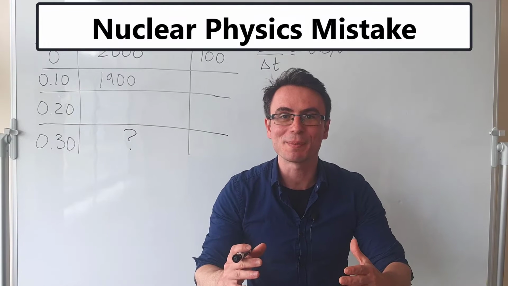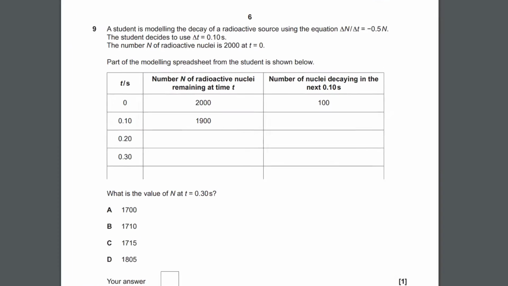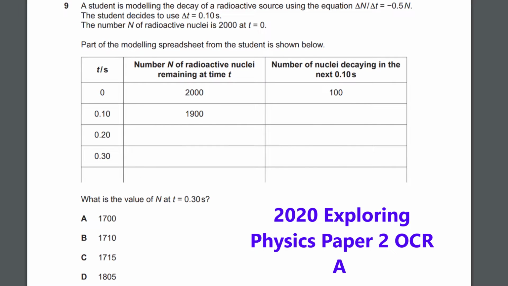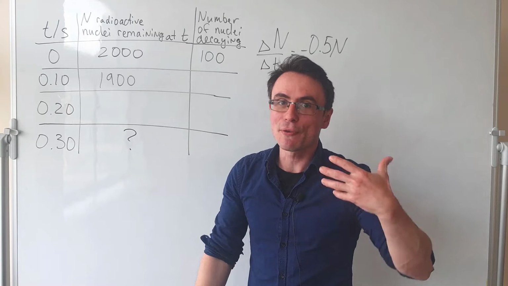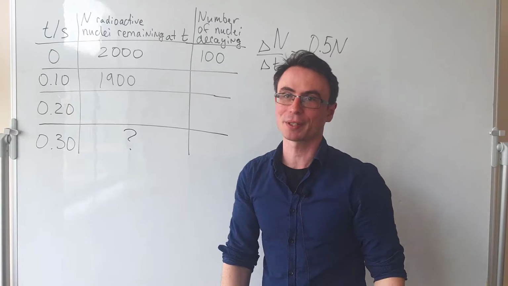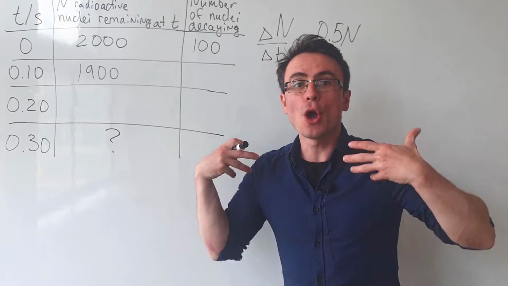Here's a common physics mistake from nuclear physics. Question from the 2020 OCR Exploring Physics paper 2, and most candidates taking that exam found that question difficult. So this question is all about modeling.